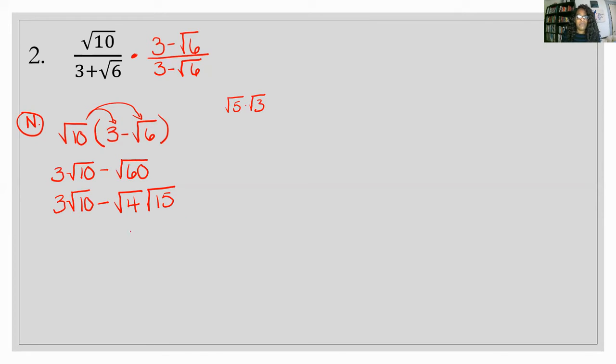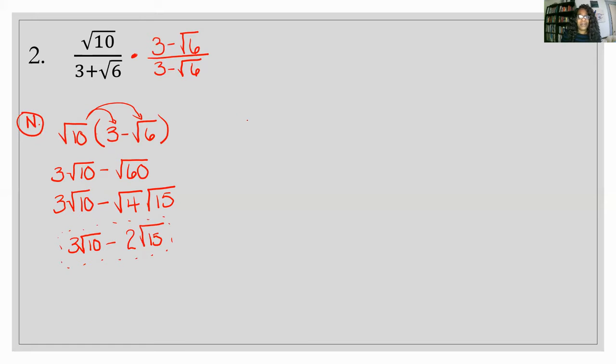So now the square root of 4 gives me 2. I'm going to bring down my square root of 15. And I'm going to bring down my 3 square root of 10. So my radicals are not exactly the same. So guess what? This is my numerator. Can't break it down any further than this. All right? So now we're going to work on the denominator, but I'm going to show you the shortcut.